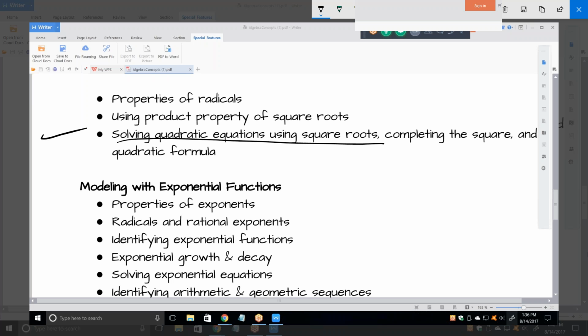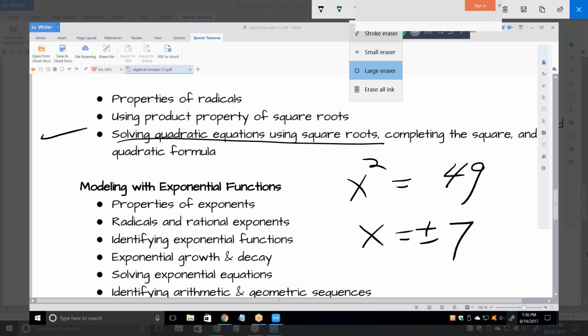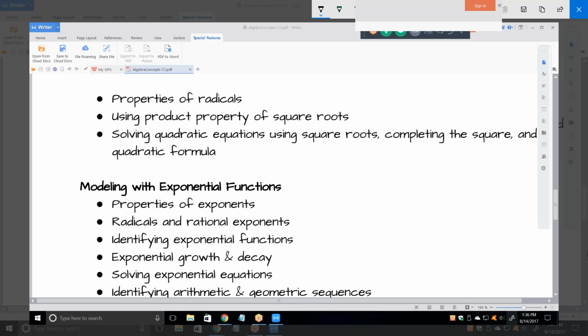So let me ask you, what's the answer to this? X equals plus or minus 7. Very good. All right, let's go on. Completing the square.